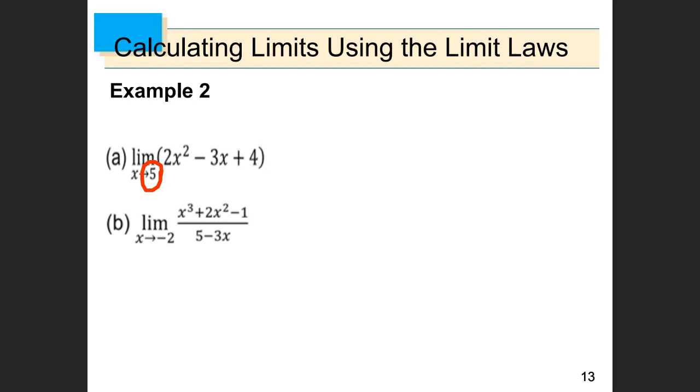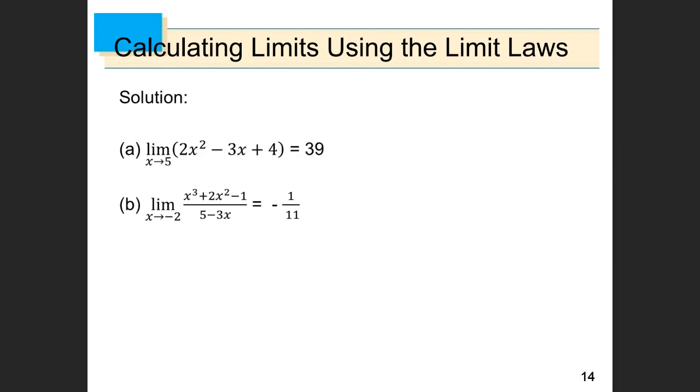What's the domain of a polynomial? It's just the set of real numbers. What's the domain of my rational function? The domain of my rational function is such that this bottom piece cannot be equal to 0. And in that case, we're going to say x is not equal to 5/3. But now, if you notice, a is -2. So it's fine. It means it's part of the domain of this rational function. It means you can go ahead and do direct substitution. And if you do your direct substitution, obviously the first one you just have 39. And the second one, if you plug in -2, you have -1/11.